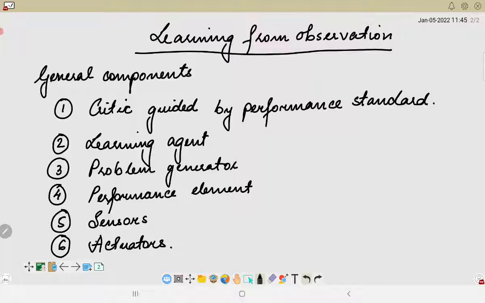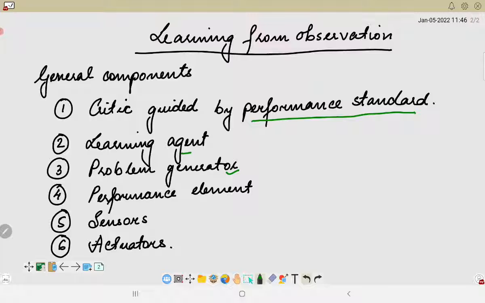First of all, the critic, which is guided by some performance standard. That means this performance standard is well set for a particular system or a machine by a critic or by critical analysis, so that if that performance standard is met, then only can we consider the system to be intelligent. The second one is a learning agent. We have different types of learning agents like model based agent, simple reflex agent, utility based agents, etc. Those agents sense the environment and they work on the environment with the help of their actuators.